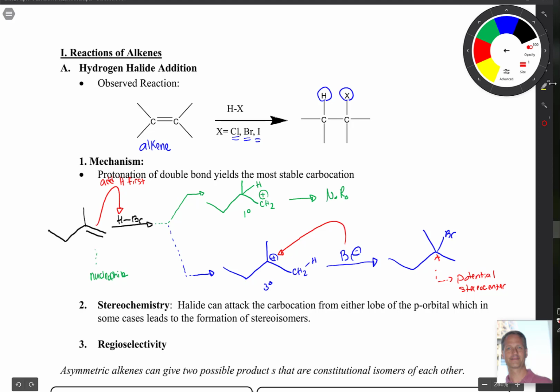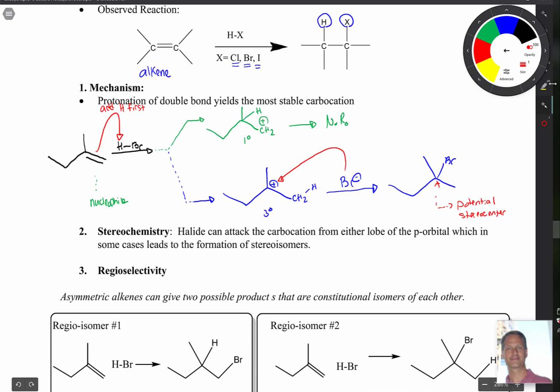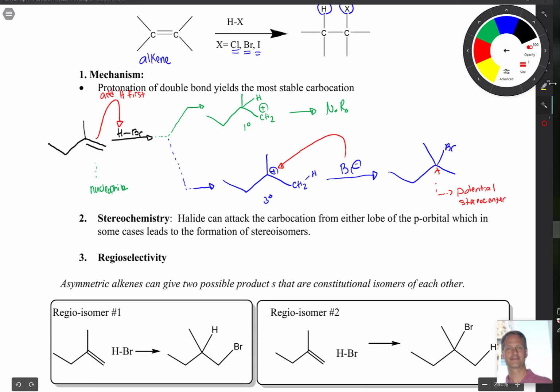So if you just remember that mechanism, then you don't really need to memorize any of the other little things down below. On the stereochemistry, the halide can attack from either lobe of the p orbital, which leads to the formation of stereoisomers. So that's what we're talking about up here with stereochemistry. Remember that this carbon is sp2, and its lobes are up and down. So that bromide can attack on the top, or really I should say, the bottom too. We'll do both.